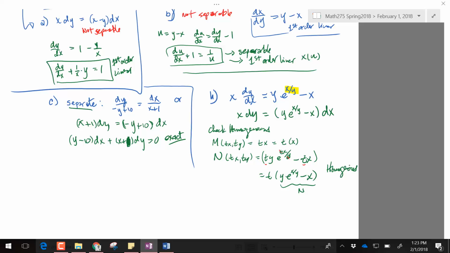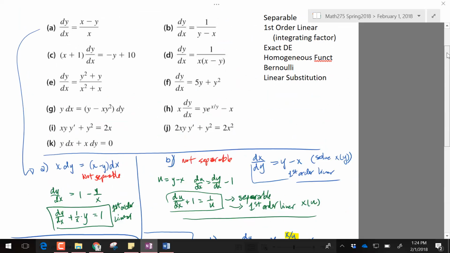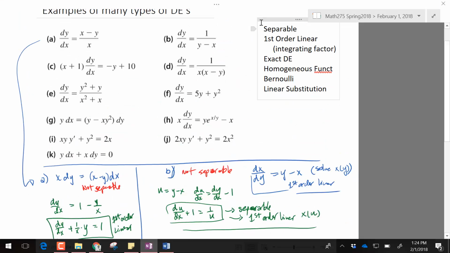This is your task. Your task is to look at a differential equation, identify it. If it's a first order differential equation, it would fall into one of these categories. And if it falls into one of these categories, you should be able to solve for it. Okay? Yeah.